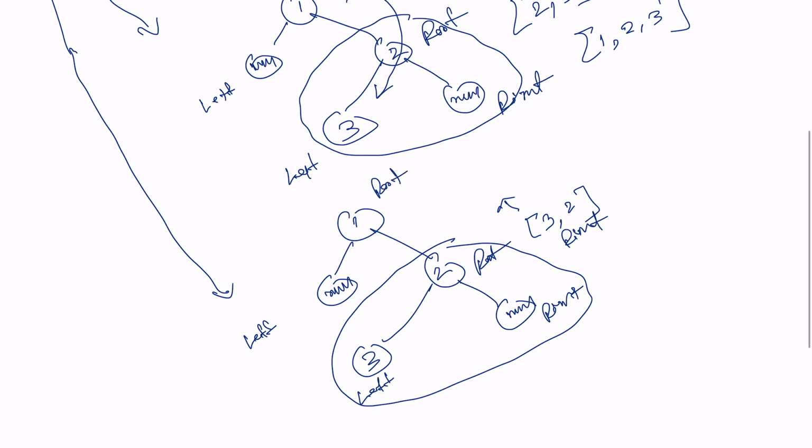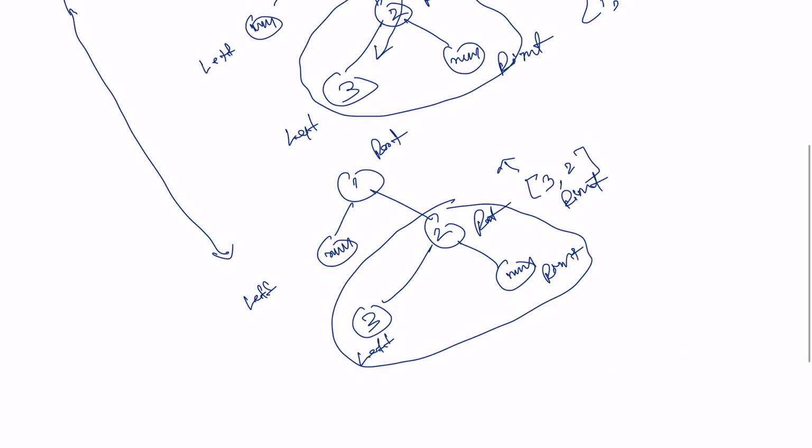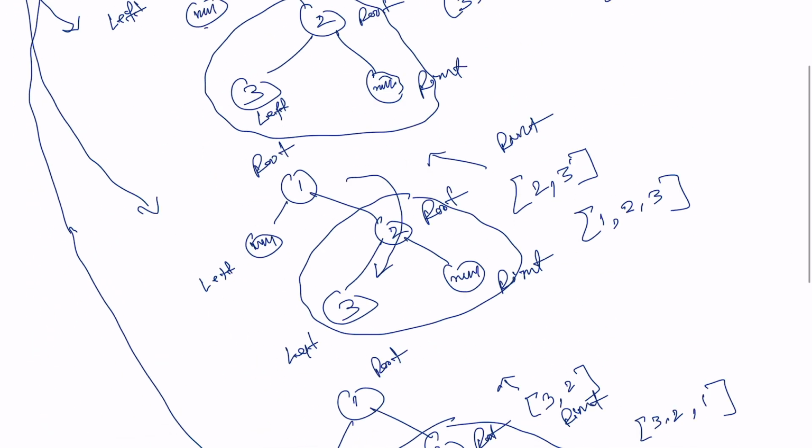Okay, so again what we have said, post order traversal means left, right, root, right? So left is null, so you can exclude null. Then on the right we have 3, 2, and the root is 1. So this is the result for post order traversal.